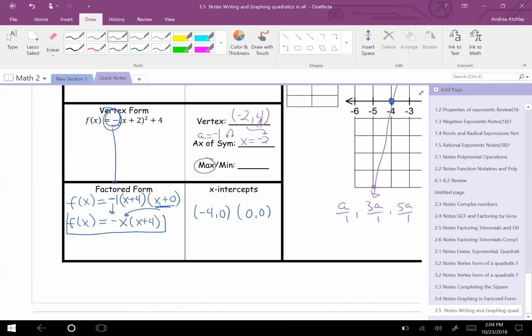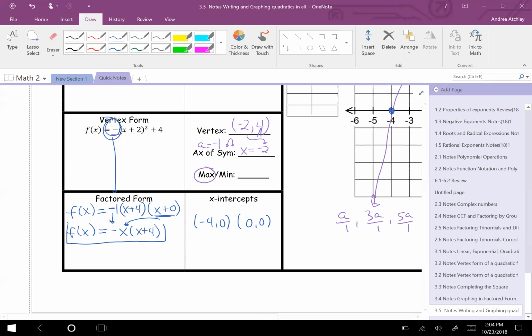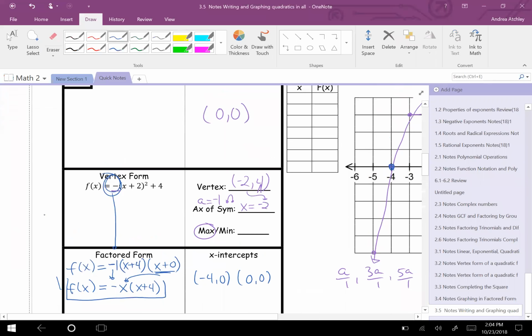So then our factored form now is what I'm going to use to find my standard form. I'm going to move this up here. And I have f of x equals -x times x plus 4. Now I'm going to distribute the x and the negative. And I'm going to get -x squared minus 4x in that standard form.